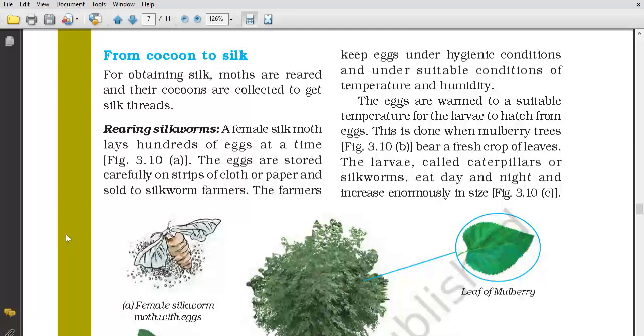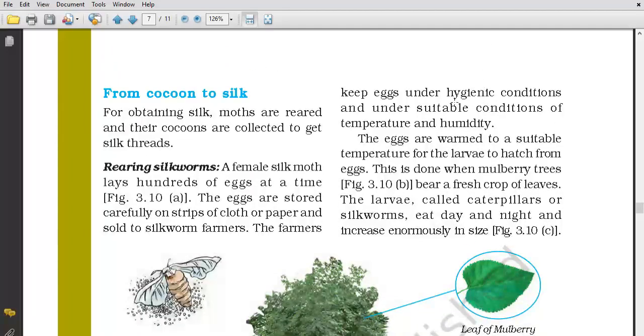So when they get the eggs, they are stored in strips of cloth or paper. After that, they are sold to silkworm farmers. Then the farmers keep the eggs under hygienic conditions. Hygienic means the farmer keeps them in the suitable condition they need.